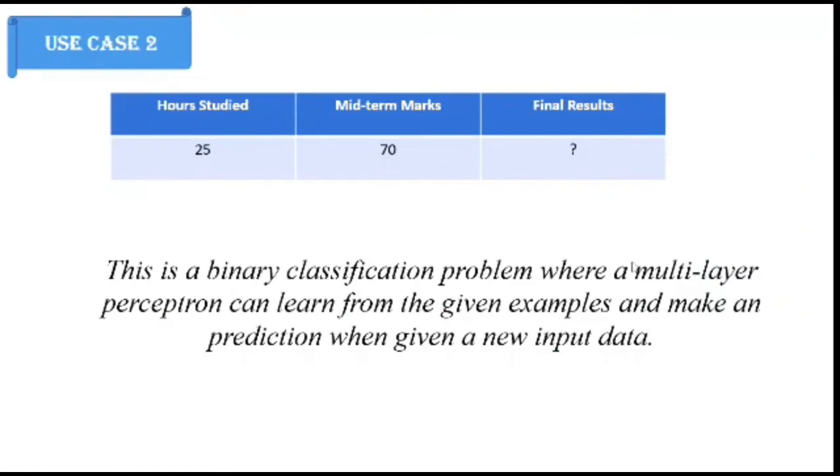Now, if we want to predict whether a student studying 25 hours and having 70 marks in the midterm will pass the final term or not, then the input number of hours studied will be 25 and the midterm marks will be 70, and now we have to predict the result.